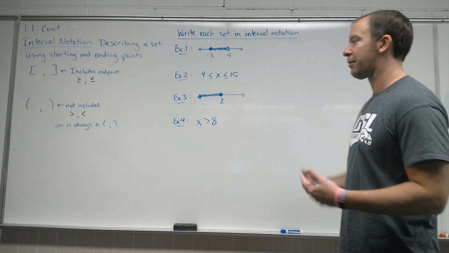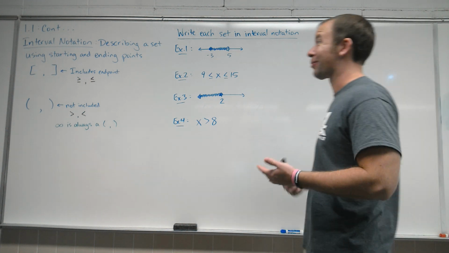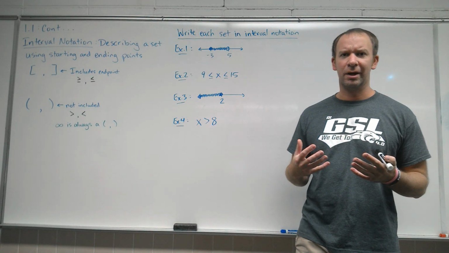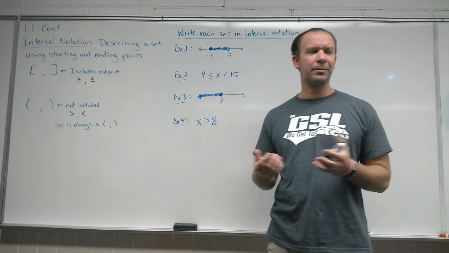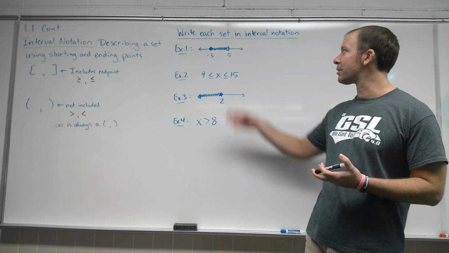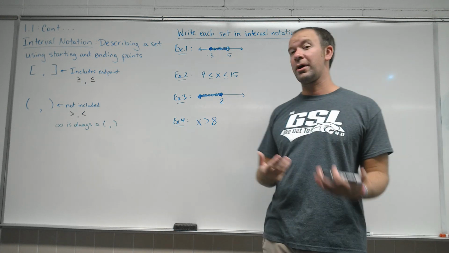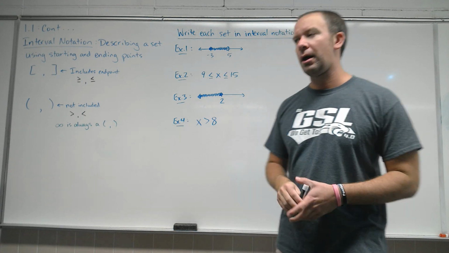So the second thing that we want to be able to do with sets after ordering a set is being able to write one. Okay, and there's several different ways that we can write a set of numbers, and most of them you know already. Like you can write a set of numbers using a number line. You can write a set of numbers using an inequality. You can write a set of numbers out in words.